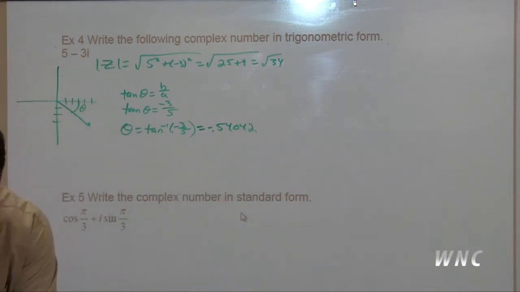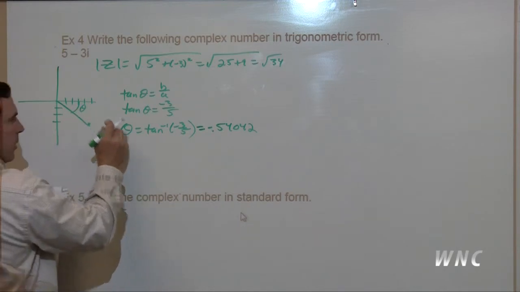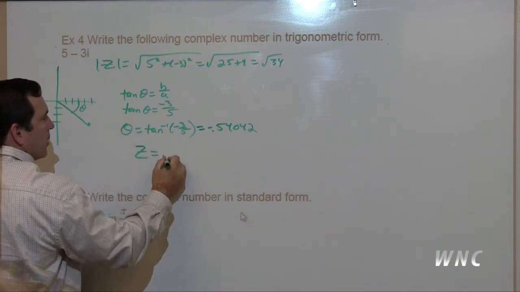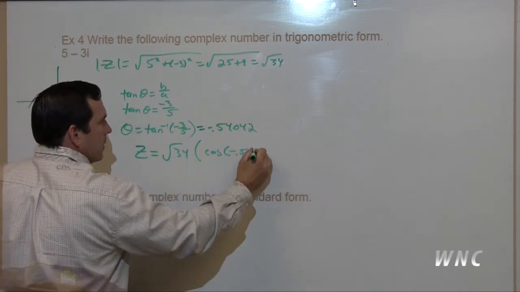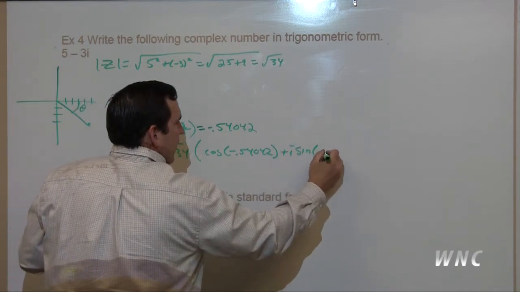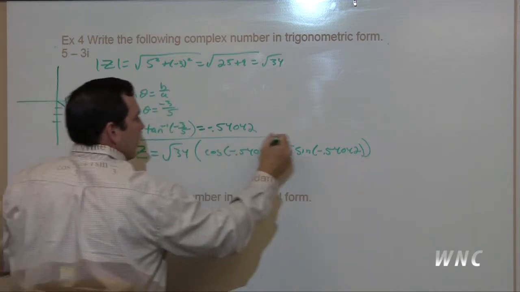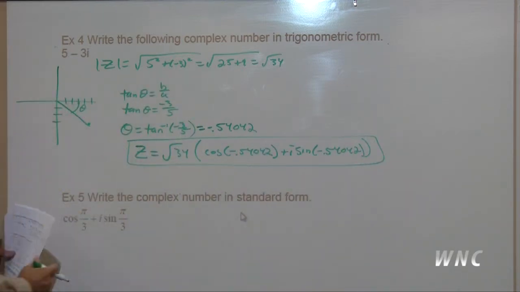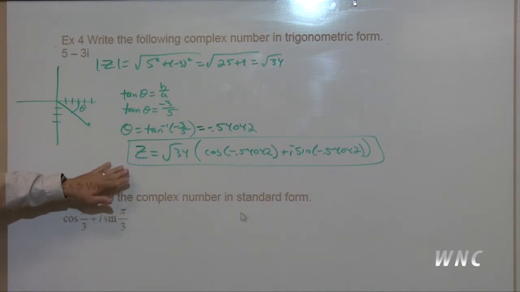So we could write our z, and this is the right quadrant for it, so we're good with that. z is going to be the square root of 34 times cosine of negative 0.54042 plus i sine of negative 0.54042. Okay, so that's going from standard form to trigonometric form. Now we're going to go to the other direction.